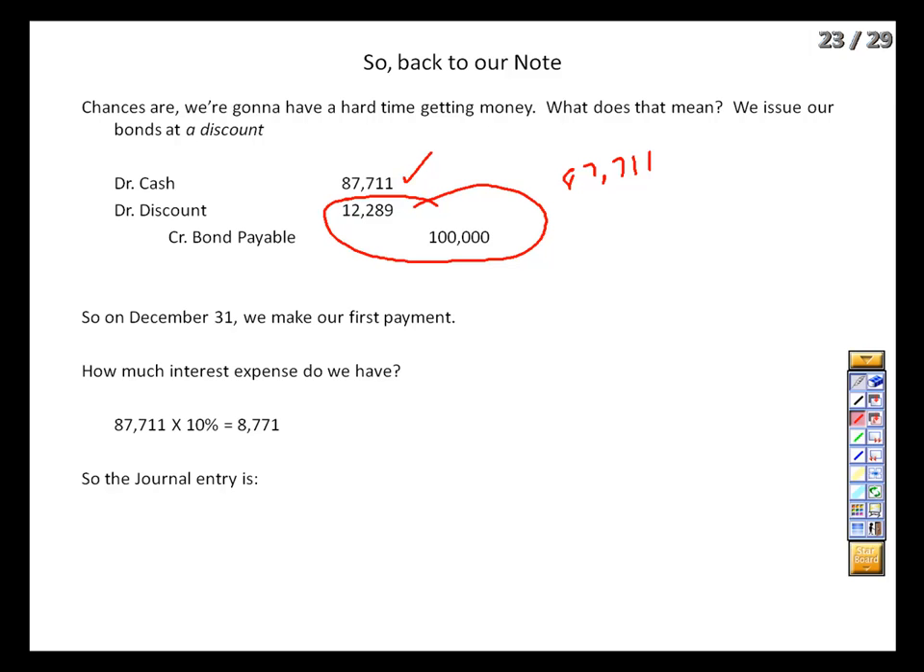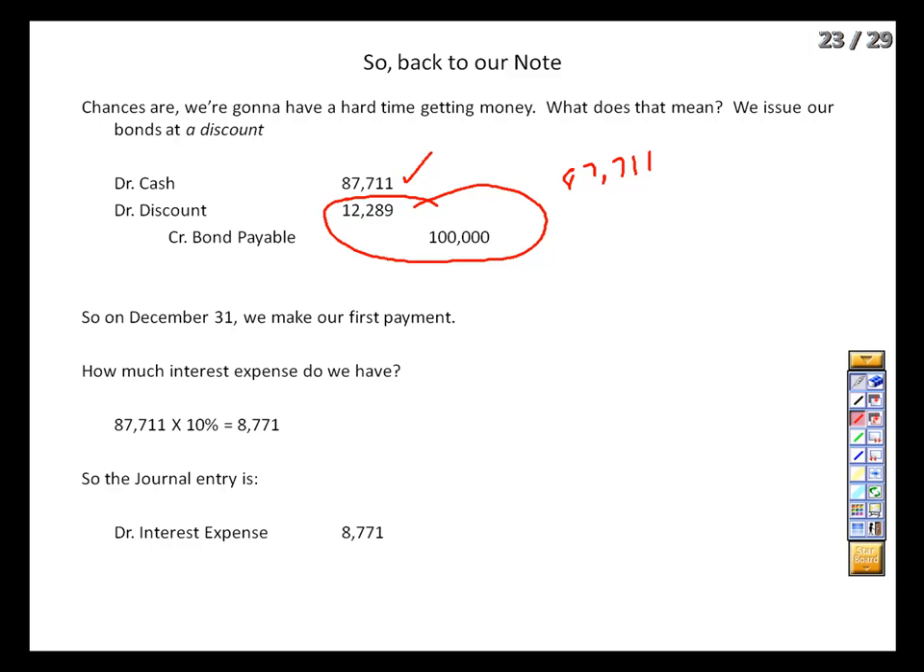Now let's look at the journal entry, because it's really pretty cool how all this works out. First, we know that we've got $8,771 of interest expense because we just did that calculation. We debit expenses, so the debit to interest expense is for $8,771. We have to write a check though, don't we? And that check is going to be for how much?